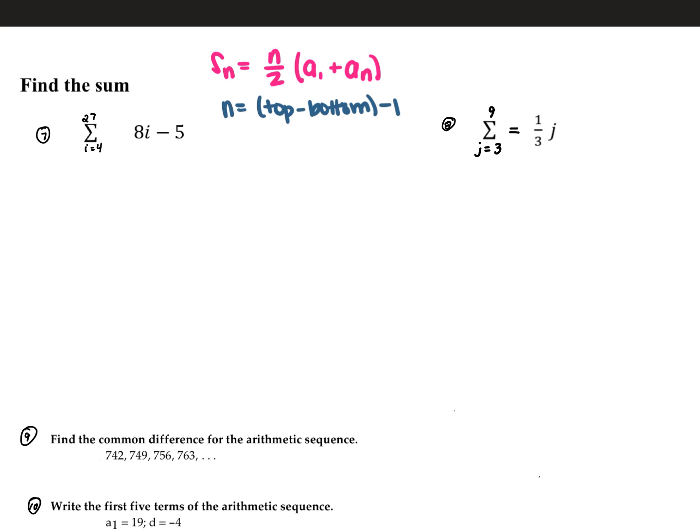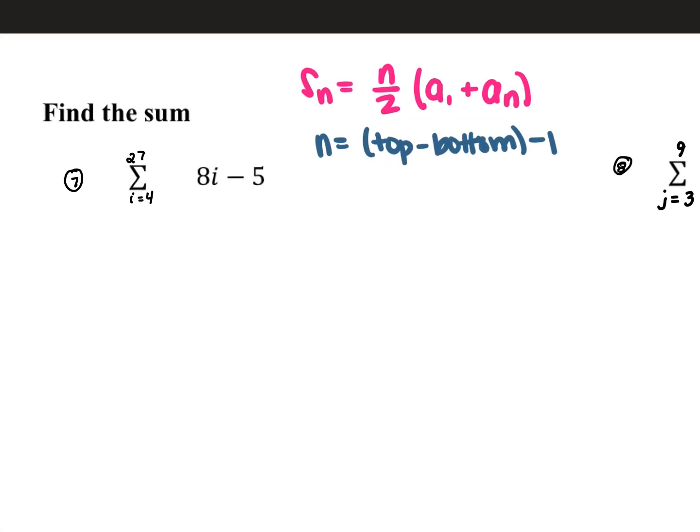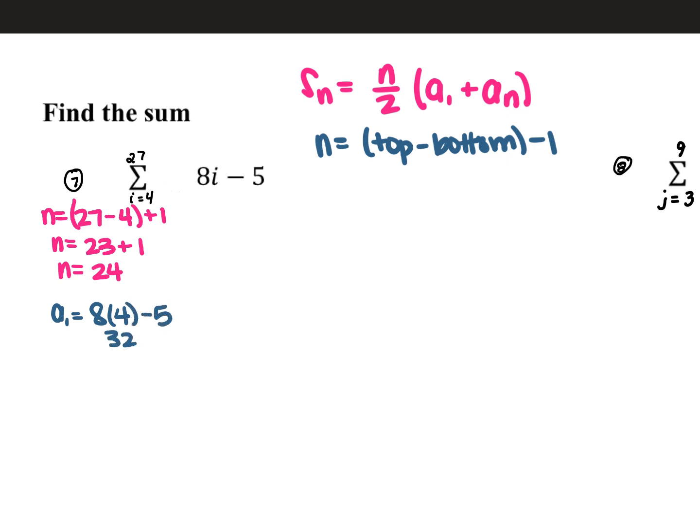So for 7, you're starting at 4, going to 27, using the rule 8i minus 5. So first find n, and it's going to be 27 minus 4 plus 1, which gives us 23 plus 1, and that's 24. So n is 24. Next thing you have to find is a sub 1. A sub 1 is found by taking that 4 and plugging it in for i. So that's going to be 8 times 4 minus 5. That gives you 32 minus 5, which means a sub 1 is 27.